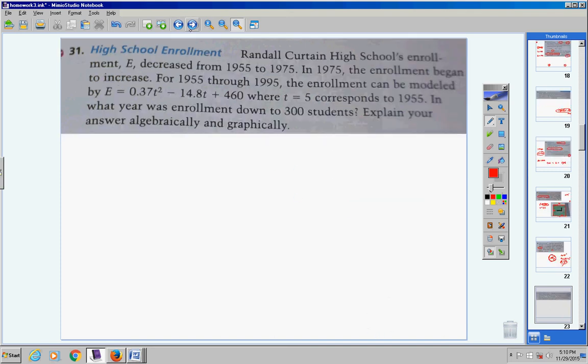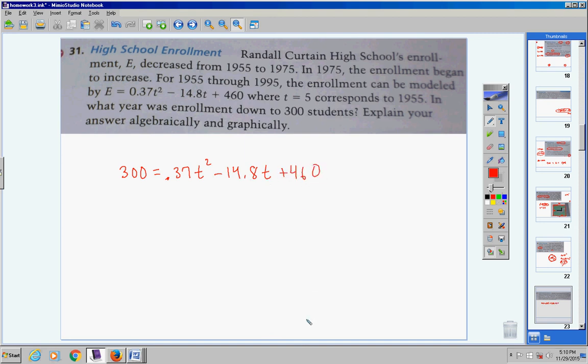Okay, alright, number 31. Randall High School's enrollment decreased for 20 years. However, in 75 it began to increase. From 55 to 95, the enrollment can be modeled by this, where t equals 5 is 1955. And what year was enrollment down to 300 students? Well, enrollment is E, so where E is, I'm going to put 300, and we're going to solve for t. Alright, so 0.37 t squared minus 14.8 t plus 460.